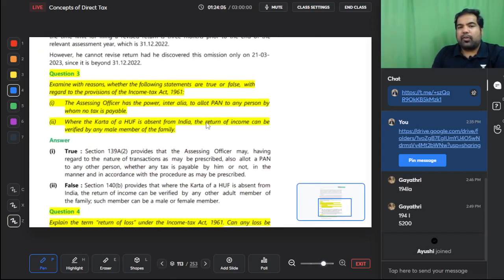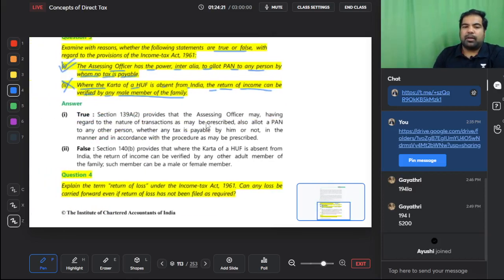Examine the reasons whether the following statements are true or false. The assessing officer has the power to allot PAN to any person by whom no tax is payable. Yes, he has the power. And whether, where the Karta of HUF is absent from India, the return of income can be verified by any male member. Sorry, it is wrong. It can be verified by any member, not just male.